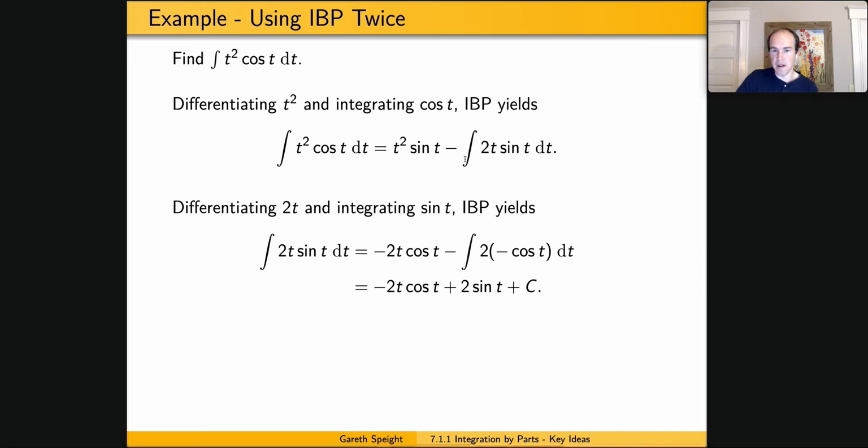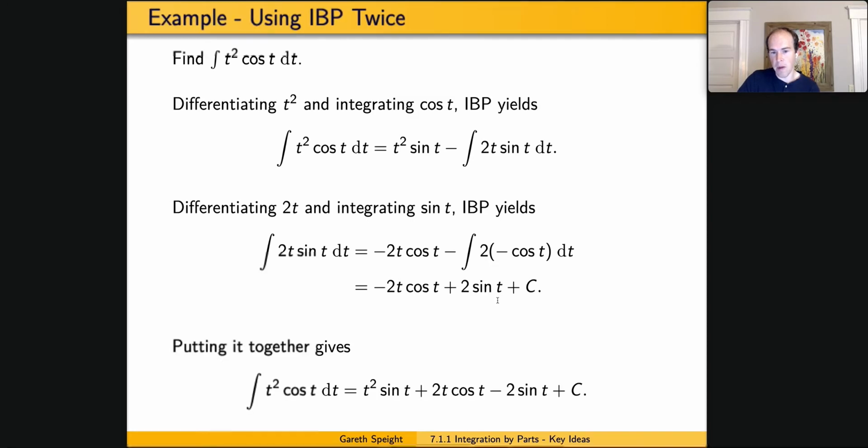So we're going to have to track the minus signs, right? So we're going to have minus 2t cosine t. So we're going to get a plus. And then we have minus 2 sine t. So we're going to end up with a minus. Okay, so that's all we did here. We just combined the two formulas, and where there was the integral of 2t sine t, we plug in whatever we find that to be down here.